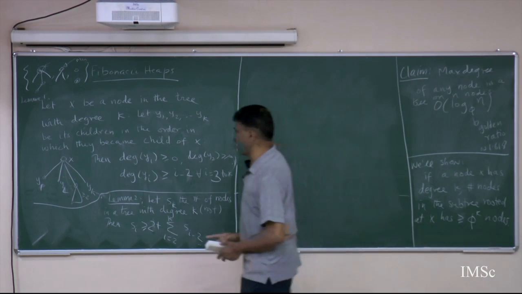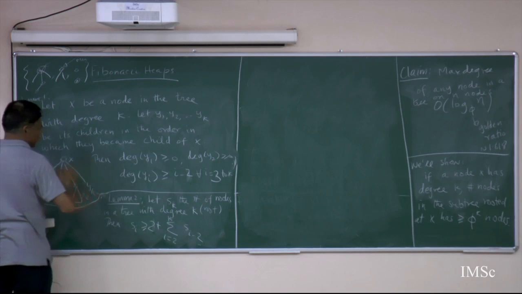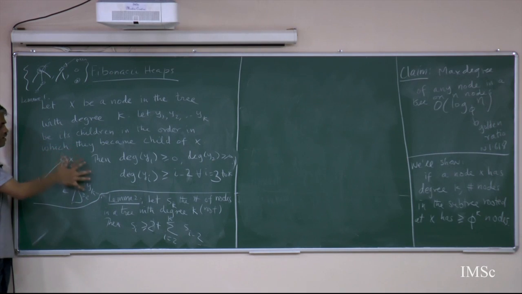So all I'm saying is I have a node with degree k. I want to count the minimum number of nodes in this entire subtree. Now I'm looking at it from the basis of the degree. Suppose any tree with a root having degree k has a minimum number of nodes, some Sk. Okay, just a symbol. Then by induction, what is Sk?